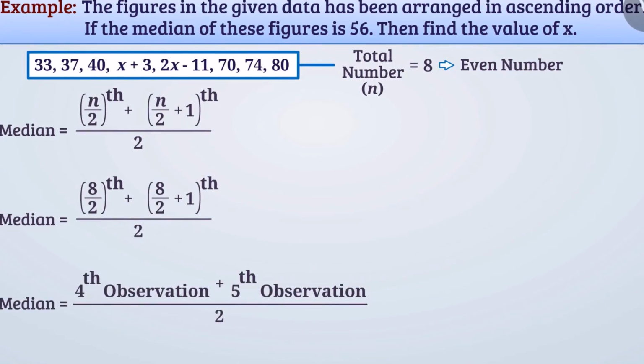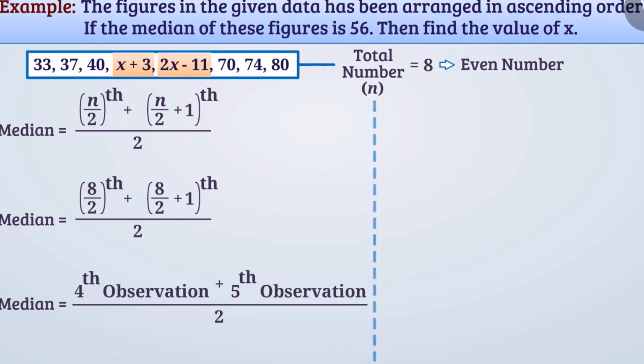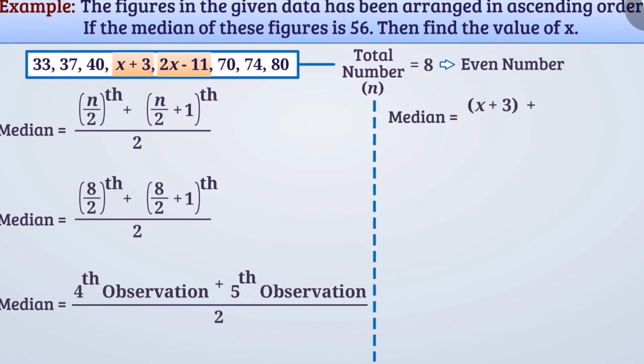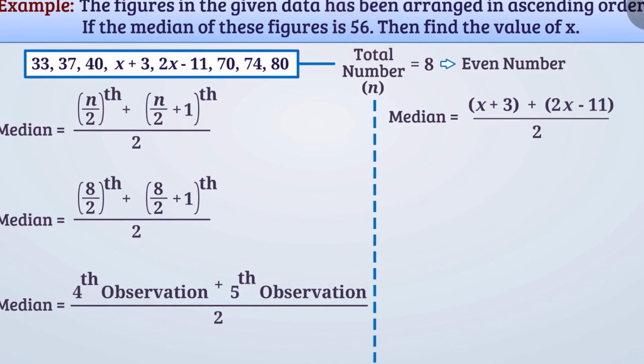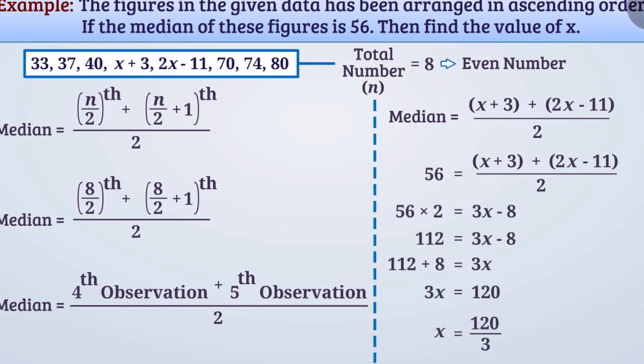Here, the 4th observation is x plus 3 and the 5th is 2x minus 11. Therefore, the median is equal to (x plus 3 plus 2x minus 11) divided by 2. From the question, it is known that the median is 56. Therefore, we can write this and simplify it, and we get the value of x as 40.